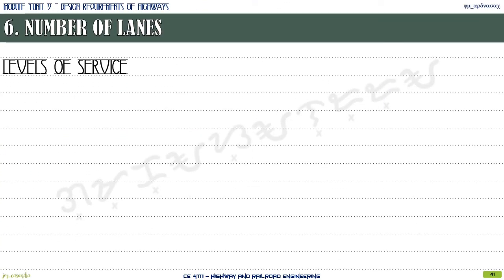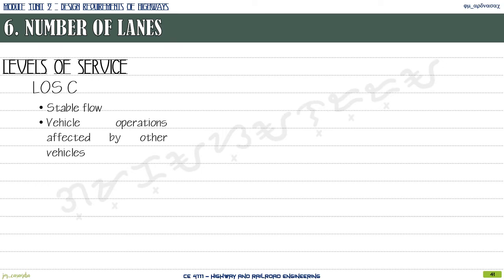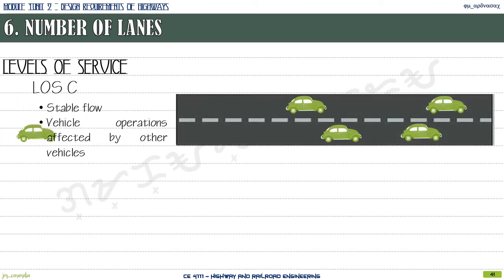Next, we have your LOS C, which is known as a stable flow. So the flow of vehicles will be affected by other vehicles already. We have more vehicles traversing your road section, and their speed or their flow will now be affected by the other vehicles moving within the road section.